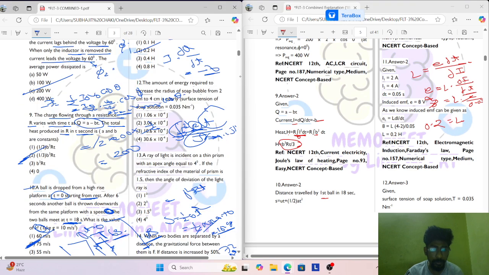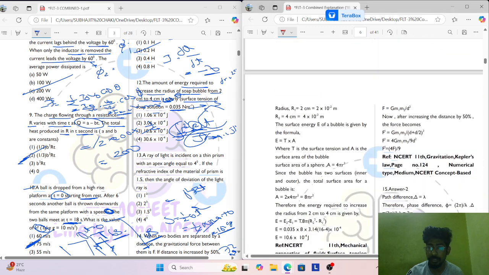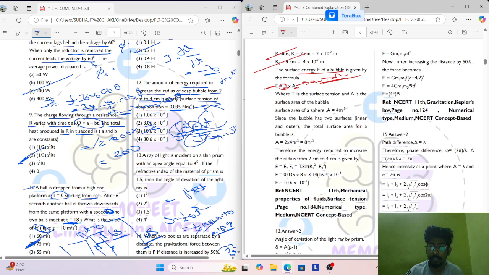The amount of energy required to increase the radius of a soap bubble from 2 cm to 4 cm. dr is given, 4 minus 2 means 2 cm. The surface tension of the soap solution is given, S is given. So the surface energy formula you have to calculate. R1, R2 are given. The formula of energy is E equals T into surface area, A means 4 pi R square here.